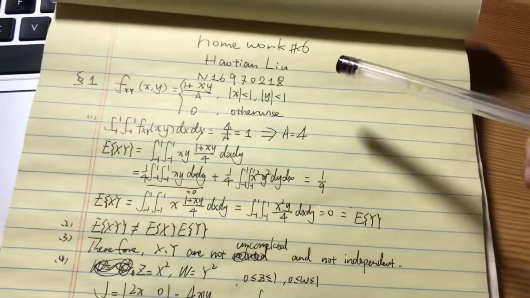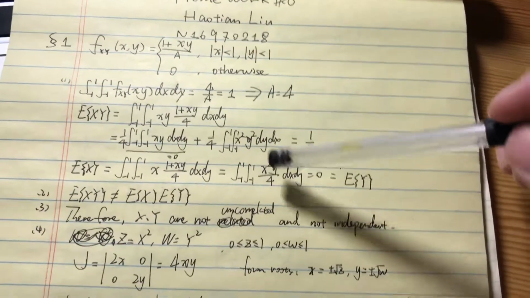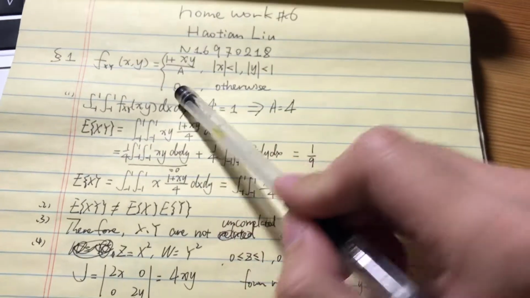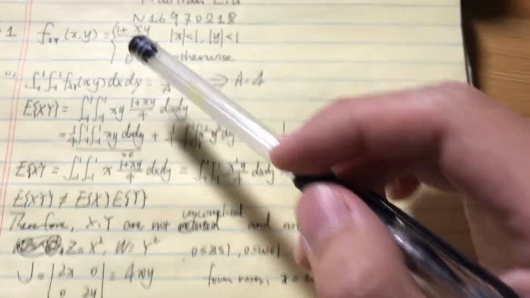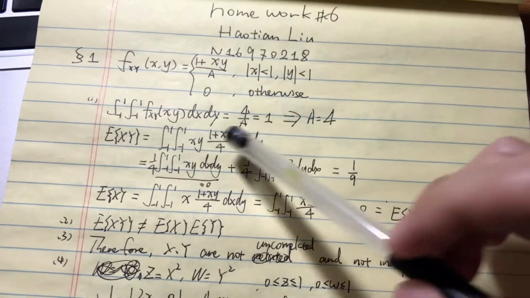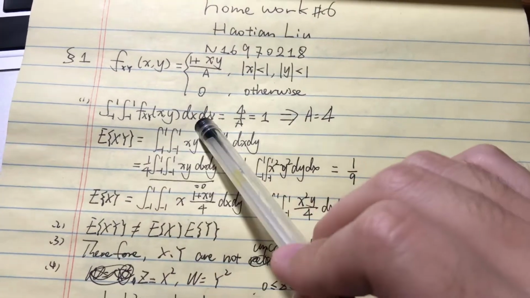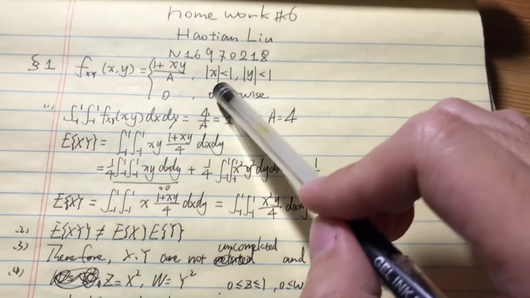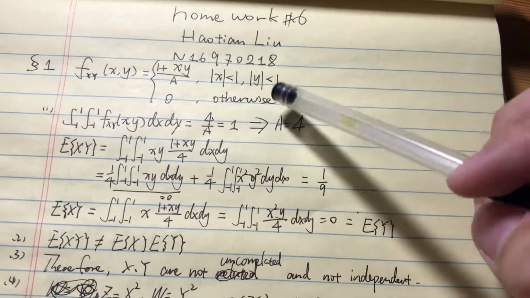This is homework 6, problem 1. In this problem, we have the joint density function of x and y. This part is the joint density function, and the first question is to compute A. So first let's do the integral over x and y from minus infinity to infinity, where we have the absolute value of x and y both less than 1.